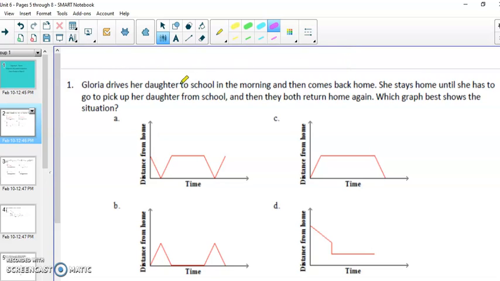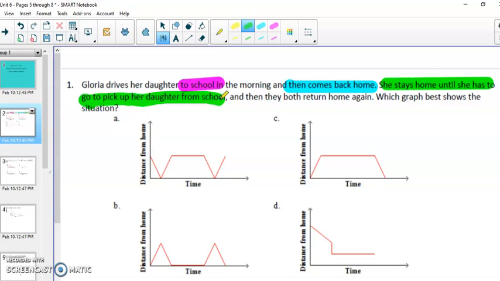Gloria drives her daughter to school. Then she comes home. Okay? Another piece. She stays home until she has to go pick her daughter back from school. I guess I can use yellow. And then they both return home again. So now let's look at our graphs. We're dealing with time and distance.